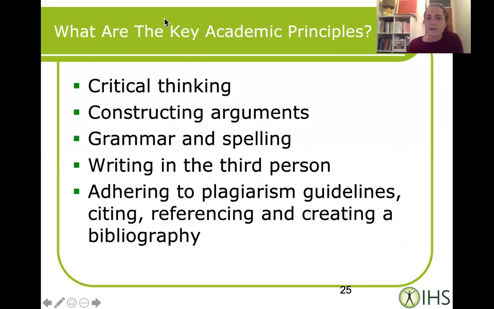So what are the key academic principles? Critical thinking is one, so we've looked at that. Being able to construct arguments, grammar and spelling, writing in the third person, and then adhering to plagiarism guidelines, citing, referencing, and creating a bibliography. So you can read through the PowerPoint 6, Melissa Turner, who's the IQA, she wrote it, and it's quite comprehensive. It gives you some good pointers as to how to write in an academic way or format.